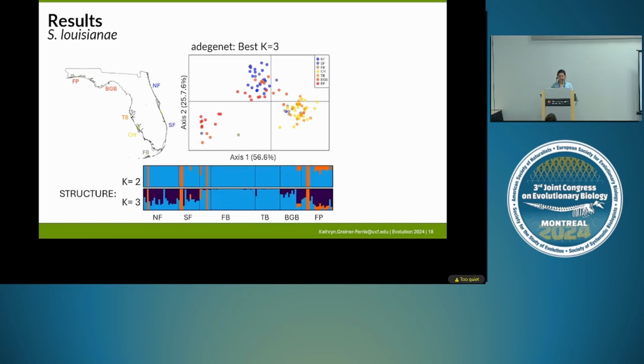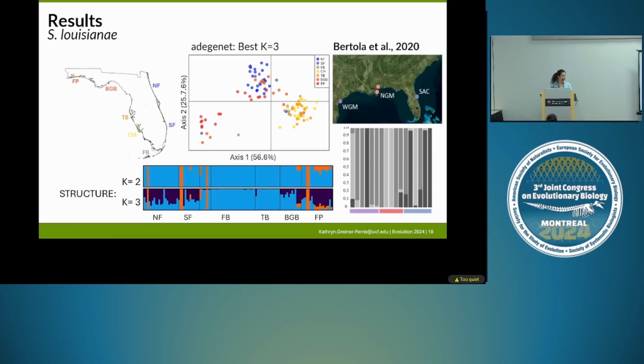K2 and K3 were determined to be the most likely numbers of populations by STRUCTURE, and when K equaled 3, the structure plot suggested very similar clustering to the DAPC plot. And although they used a smaller sample size, Bertola et al. also found that populations on the east side of the Florida Peninsula were only somewhat differentiated from the populations west of the Florida Peninsula and did not indicate a clear population structure either.